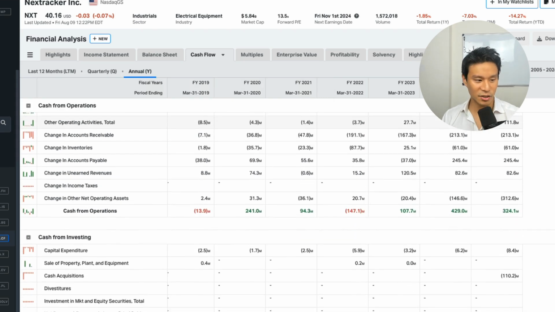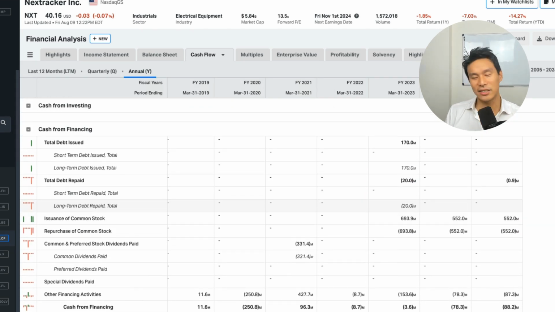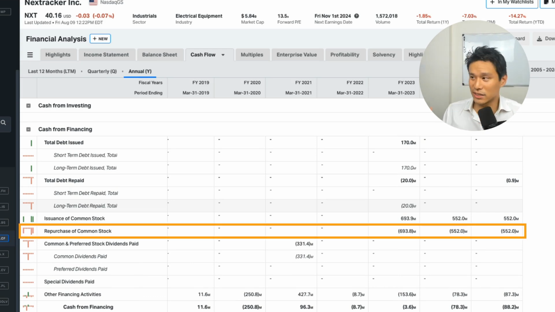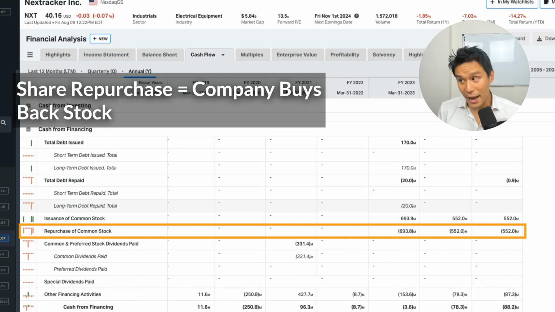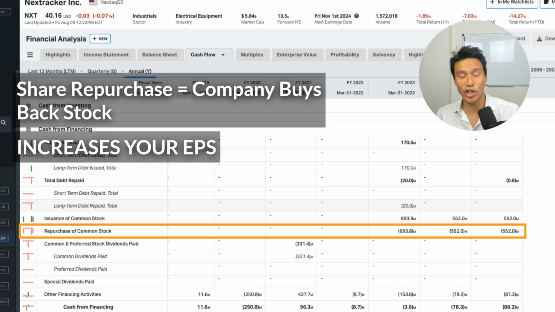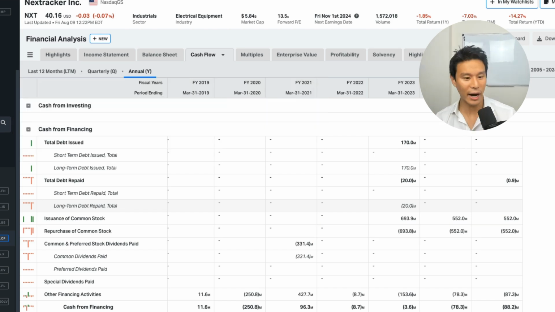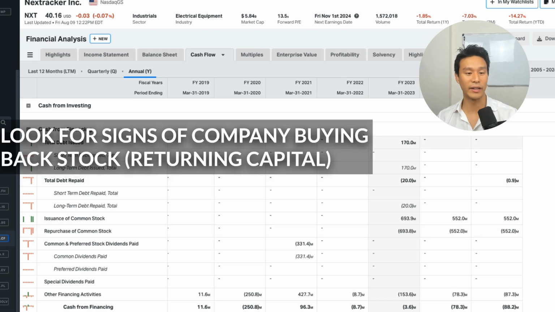On the flip side as well, when I go to the cash from financing, I also want to see if the company is repurchasing stock. So it's the exact reverse there. Sometimes companies will use their cash to buy back their stock. And that has the opposite effect. That'll reduce the number of shares. So that increases your share of the earnings. It increases earnings per share for you as an investor. And it's usually a great thing, right? The company is taking that cash and they're really just giving it back to you by buying back stock. And then they give it back to you by effectively increasing your earnings per share. I like to see if there's any signs of the company either buying back stock or issuing stock.